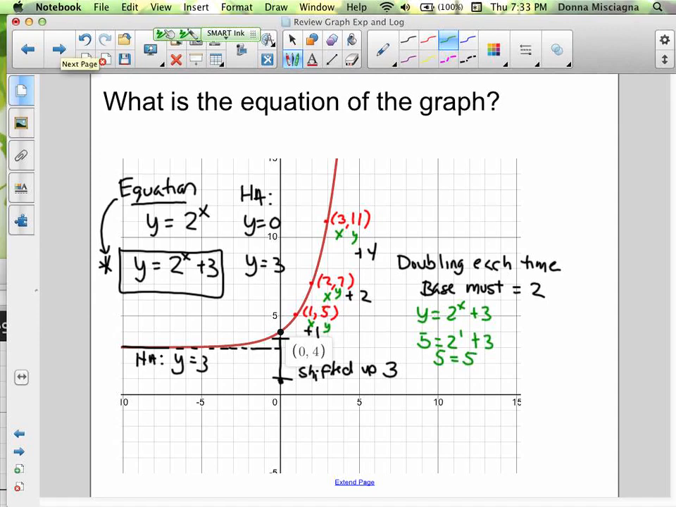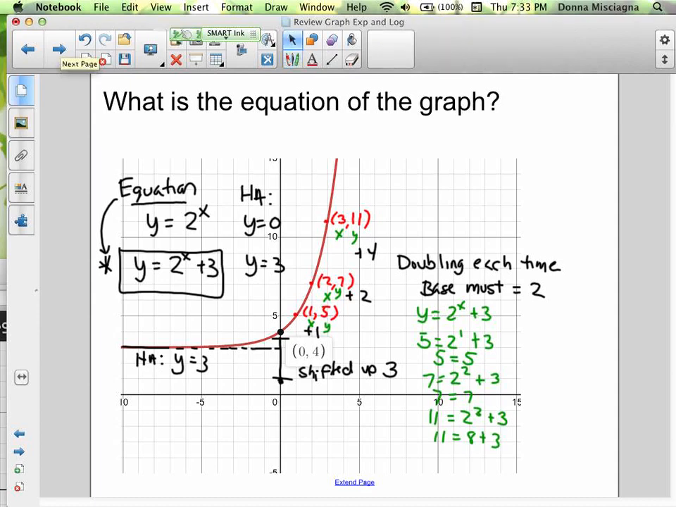Let's try the next one. So we have 7 equals 2 squared plus 3. 2 squared is 4. 4 plus 3 is 7. That checks out. And let's try 3, 11. So 11 equals 2 cubed plus 3. Well, 2 cubed is 8. So 11 equals 8 plus 3. Checks out, right? 11 equals 11. So we can feel really confident, because all our points worked out, that our equation here is y equals 2 to the x plus 3.